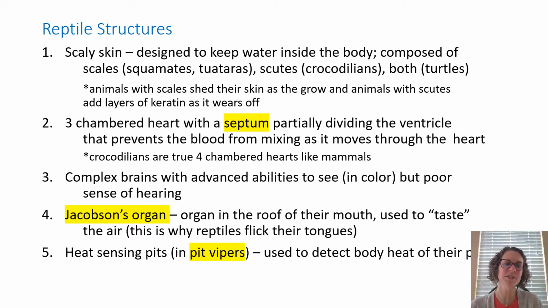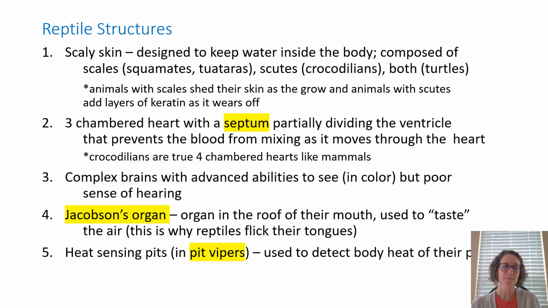All right, now two kind of special things. The Jacobson's organ. This is a little organ in the roof of their mouth that they use to taste the air. And this tasting the air helps them to sense, again, what is around them, helps them to sense prey, and makes them pretty good hunters. It's the reason why reptiles flick their tongues in and out so much. They're smelling or tasting the air.